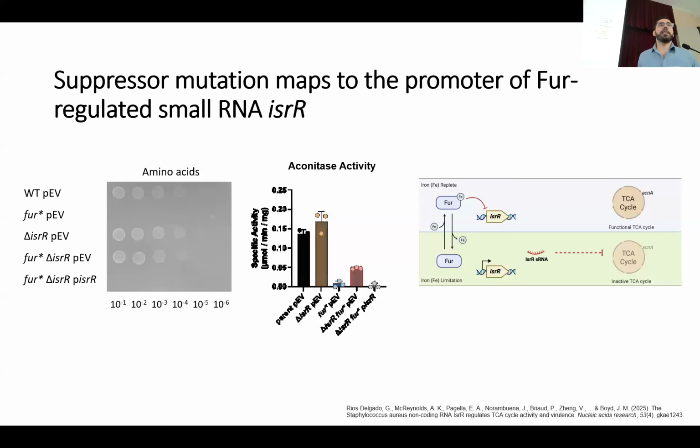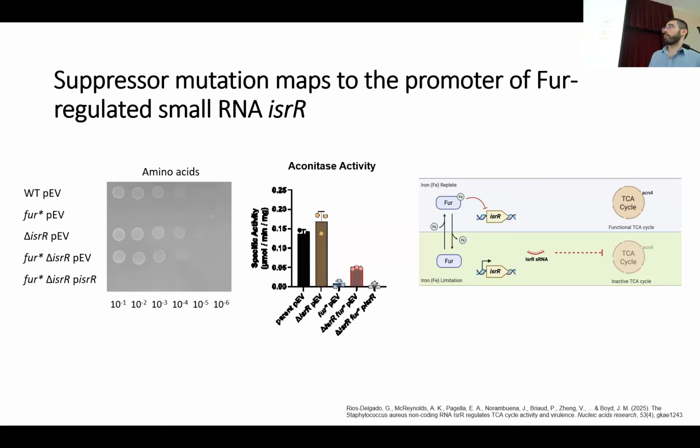So to try to find out what this gene does, we sequenced these FIR suppressors and found that all the FIR suppressors that we isolated had the exact same mutation in the same exact gene, which codes for a non-coding small RNA. But before we could get all excited, we first had to make a deletion mutant.